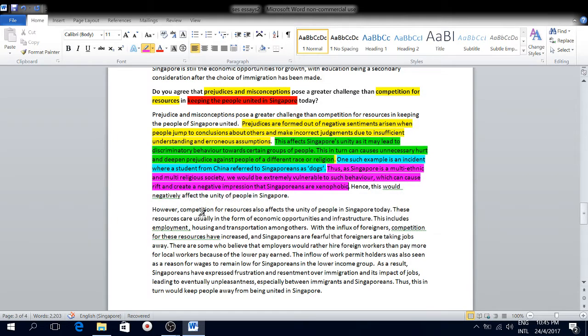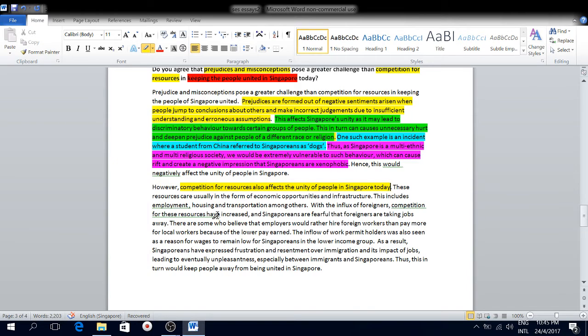Next, competition for resources also affects the people in Singapore today. Okay, factor listed down. Then next, elaborate by definition what is this competition for resources. These are usually in the form of economic opportunities, employment, housing, transportation, among others.